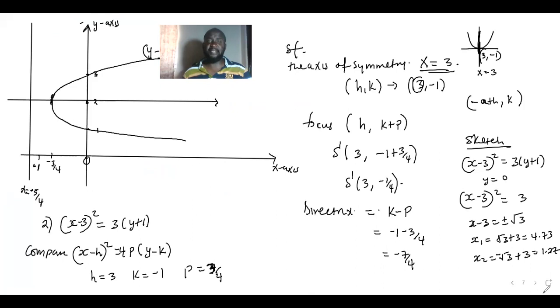So about the axis, you should know how the parabola is. Is it vertical or horizontal? Then you should know that if it's a horizontal parabola, the axis is a horizontal line. If it's a vertical parabola, the axis is a vertical line. Okay.